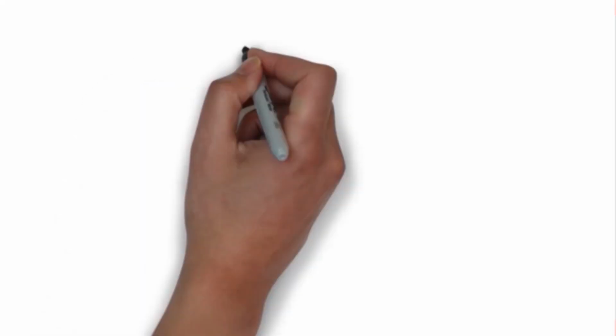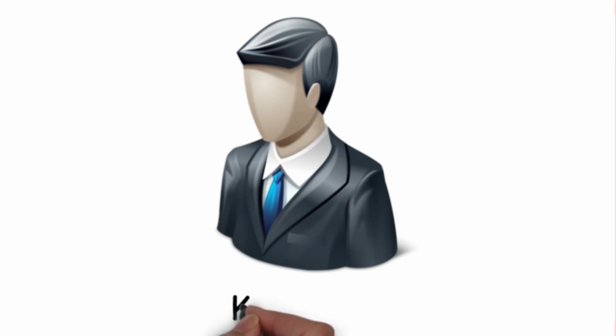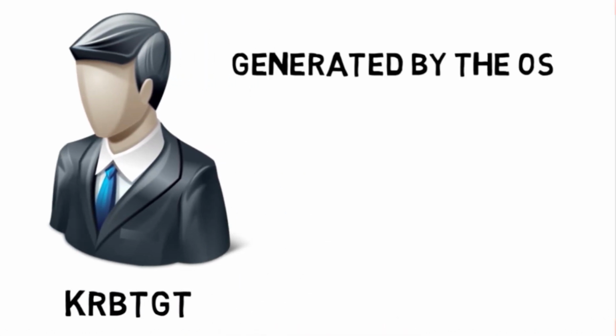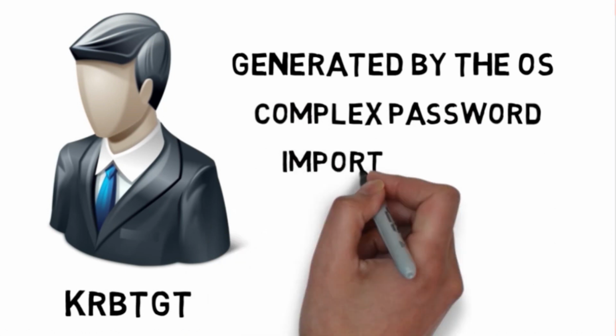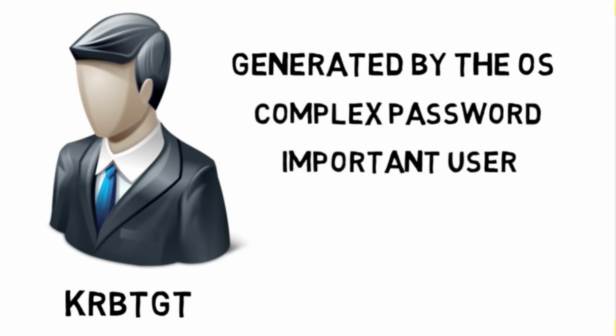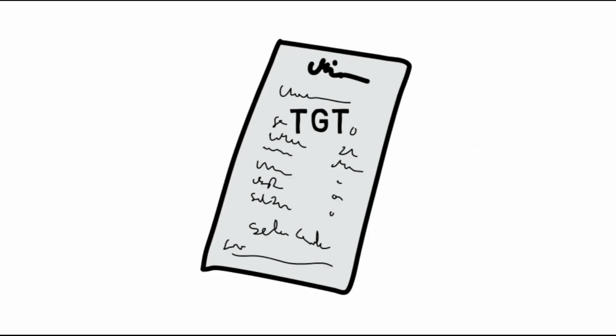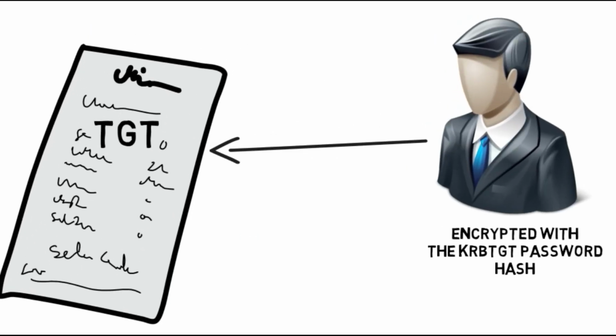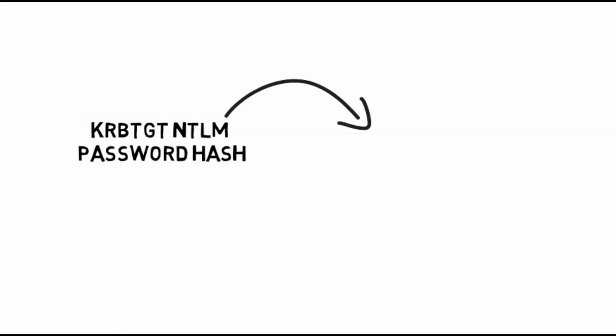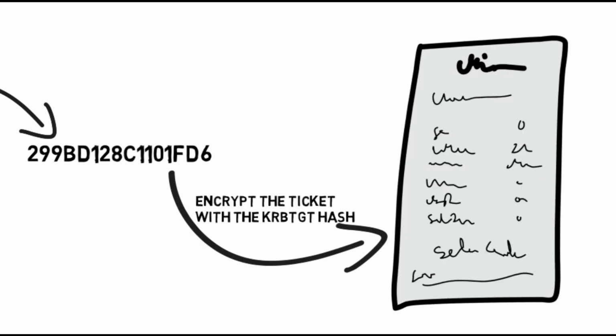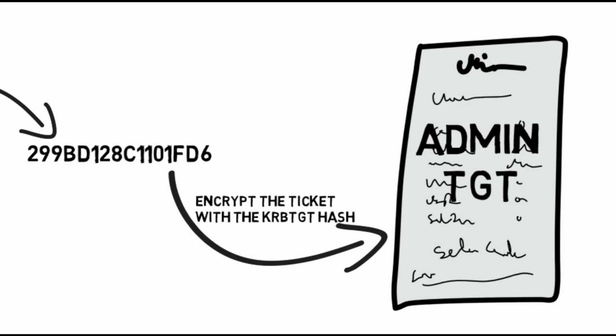In the first video of the attacking Active Directory series, the Kerberos video, we explained that every Active Directory environment has a user called krbtgt. This user is generated by the operating system, cannot be directly used for logging in, and has a really complicated password. The krbtgt user's main purpose is to encrypt tickets using its password hash. This means that if we have the krbtgt password hash, we can create a forged ticket that impersonates any user we desire. We simply generate the ticket with the desired user information and then encrypt it using the krbtgt password hash. This allows us to pretend to be that user. Isn't that amazing? Now let's stop talking and start doing.